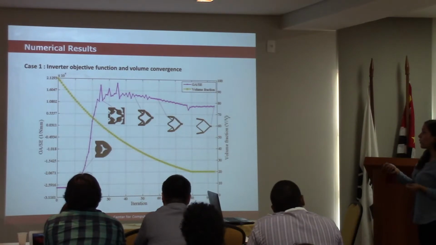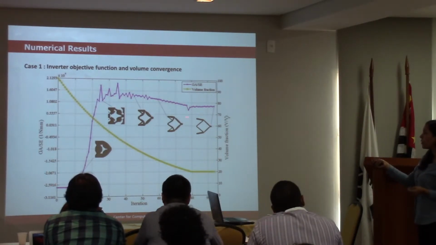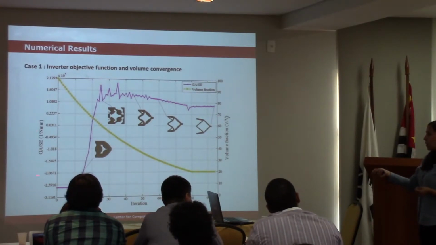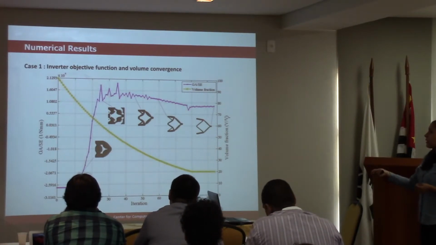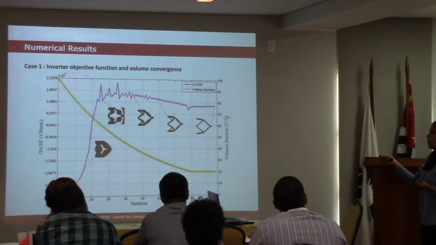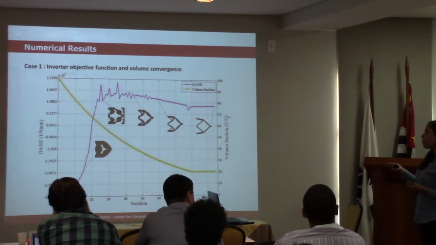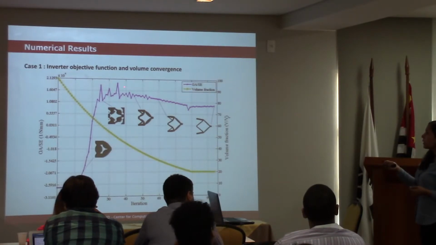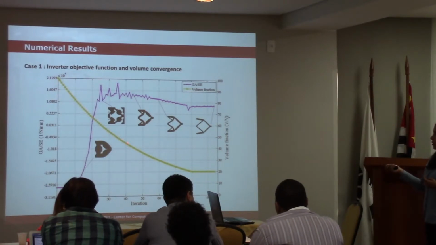We can see here the convergence. First we have the objective function convergence. The idea was to maximize, so we can see that effectively the algorithm did it. It maximized the objective function, which finally ended up maximizing the output displacement. And we see the evolution of the volume of the structure.